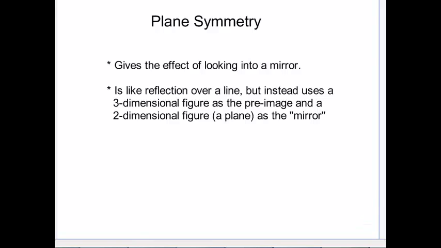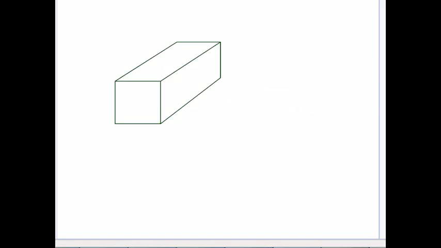Just a couple other types of symmetry to go over in this lesson. The first of those two is called plane symmetry. Plane symmetry literally gives the effect of looking into a mirror. It's kind of like how we would reflect a point over a line of reflection, but now we're actually going to be taking a three-dimensional figure and reflecting the entire thing by using a two-dimensional figure, or a plane, as a mirror. Let me see if a picture can maybe make that a little more clear.